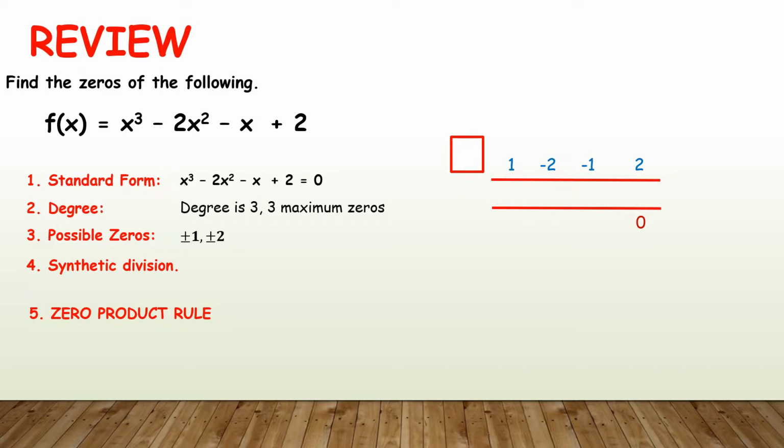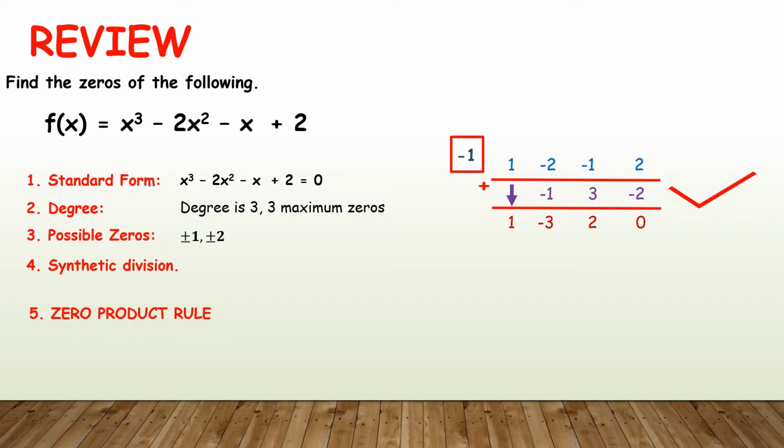So we're going to pick a number from our possible zeros. So let's have negative 1. Applying the synthetic division, you bring down 1, multiply, that's -1. Add, you will have -3, multiply, that's positive 3. Add, you will have positive 2, then multiply, you will have -2, then that will give you 0. So therefore, negative 1 is one of the zeros that we're looking for.